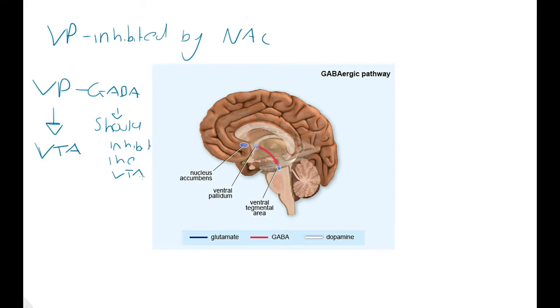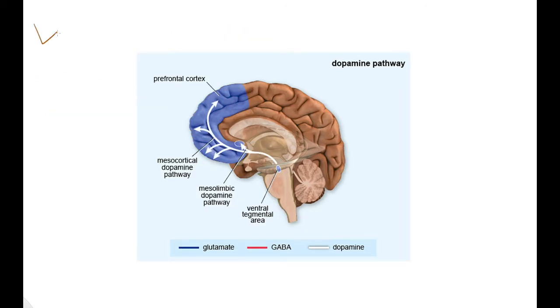the VTA. However, because the ventral pallidum is being inhibited by the nucleus accumbens, the ventral pallidum contains GABA, so you have GABA that should slow down the VTA. Because there's excessive inhibition of the ventral pallidum by the nucleus accumbens, this prevents the ventral pallidum from inhibiting the ventral tegmental area. So the ventral tegmental area is not being inhibited, which means that it's overactive.